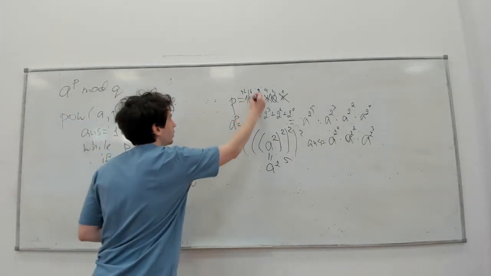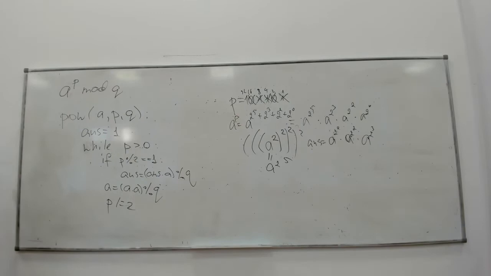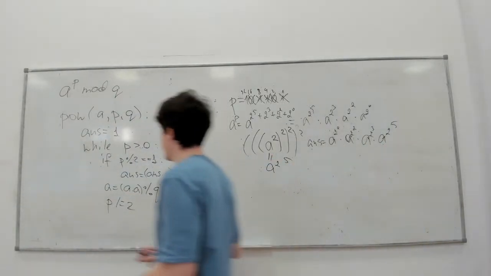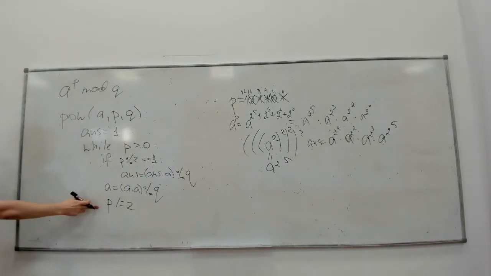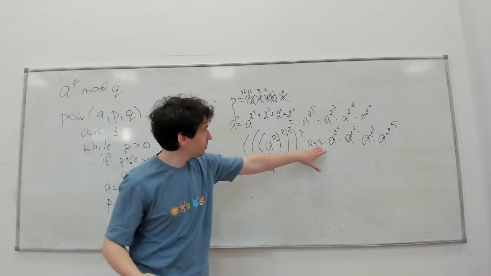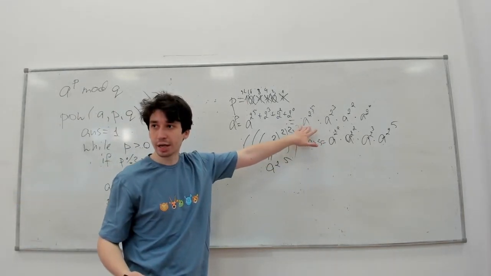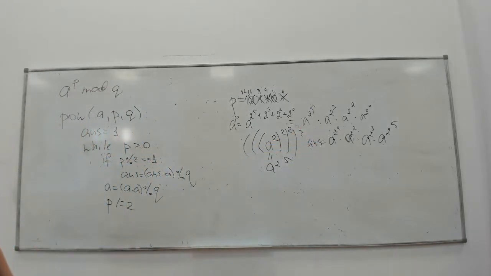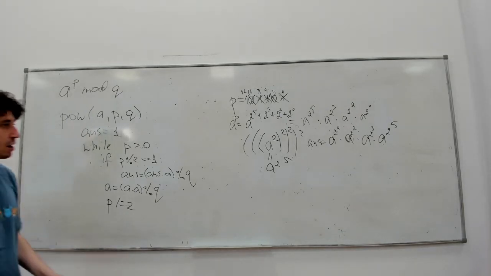And finally, we are at the latest digit here, and we check, okay, it is 1, then we should multiply answer by the current value, which will be A 2 in the power of 5, and finally we finish because P becomes 0. So as you can see, the answer is exactly what we expected here. So this is the whole algorithm, how we take the power of something.